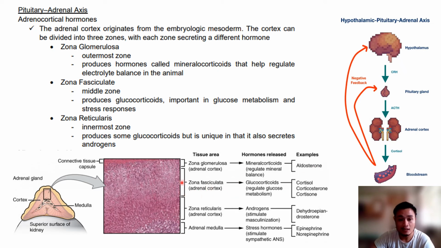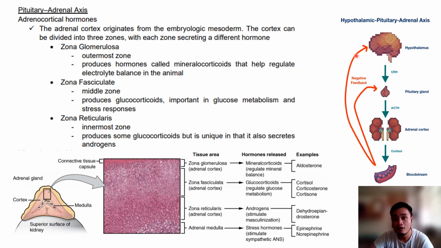So your zona fasciculata is actually involved in secreting your glucocorticoids, which regulate your glucose metabolism, which is your stress hormone. So your cortisol, cortisone, and your corticosterone. Your zona reticularis naman releases your adrenocortical androgens. So they stimulate masculinization. So we will go through them one by one. So before we move to the specific hormones, as previously mentioned, again, your hypothalamus, for example here, your cortisol or stress hormone, your glucocorticoids.